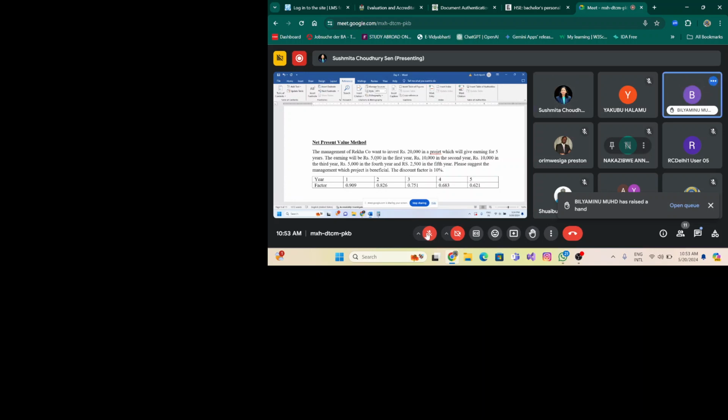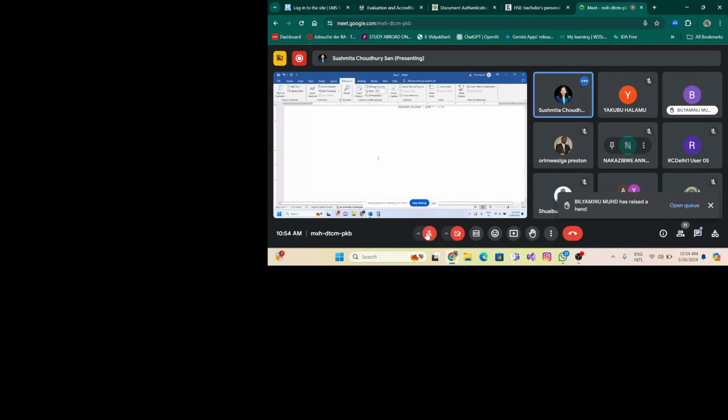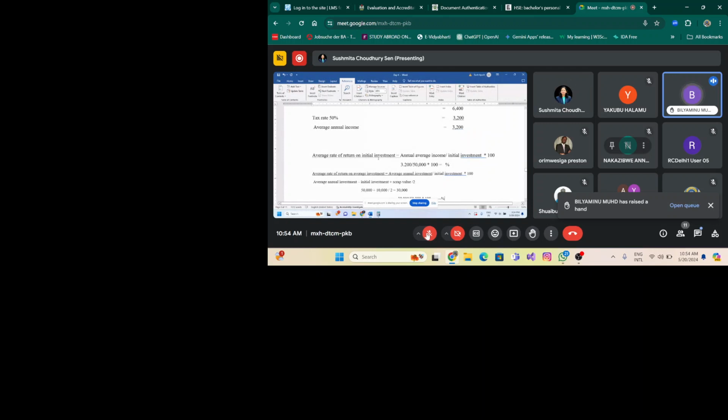Excuse me, I have a question regarding these solutions here. According to the first example you gave, 3,200 divided by 50,000 times 100 will get 6.4%, while the second one will get 60%. So what is the difference in both the percentages?